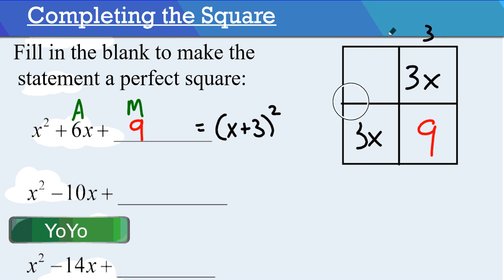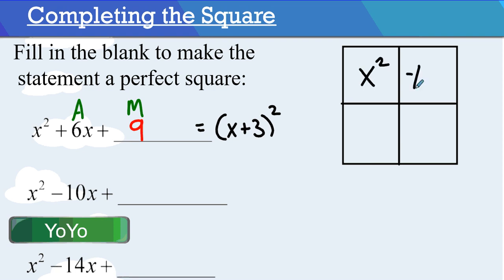The bigger eraser. There we go. X squared minus 10x. We have a negative this time. X squared minus 10x. This is what my picture looks like right now. It's a rectangle. And so what would we do? We would say, okay, I need to make a square.